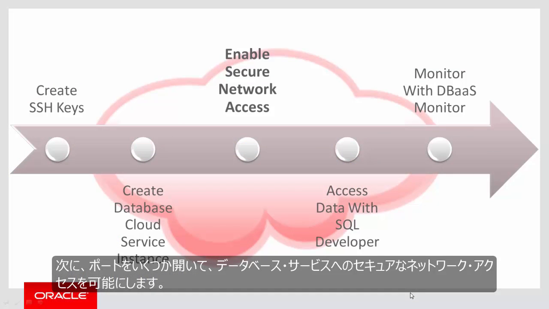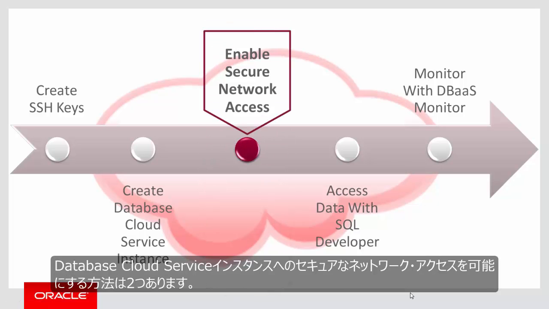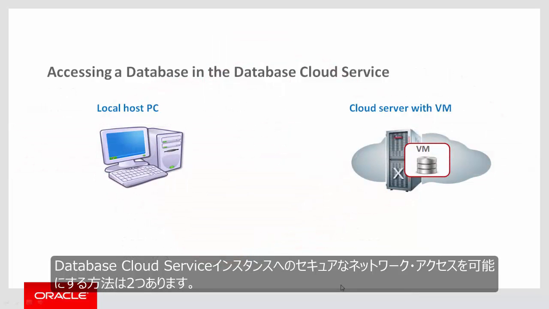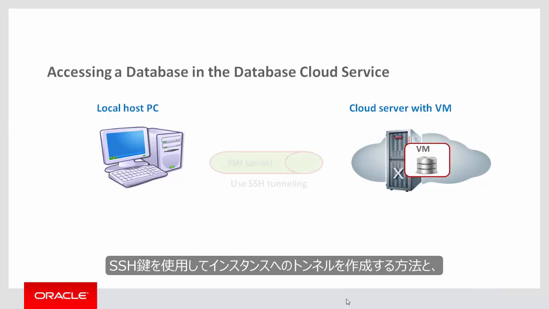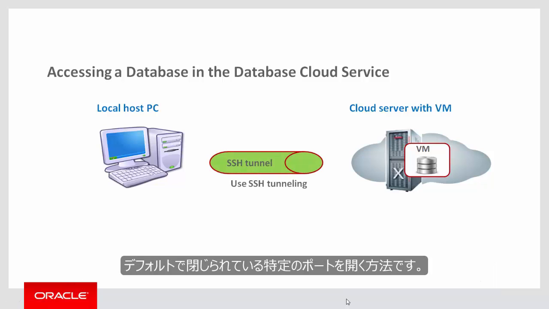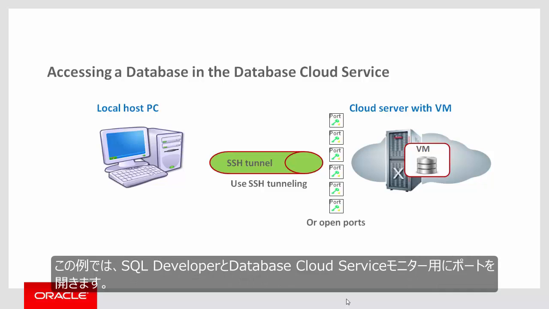Next, I will open some ports to allow secure network access to the database service. There are two ways to enable secure network access to your database cloud service instance. You can use your SSH keys to tunnel through to the instance, or you can open specific ports that are closed by default. In this example, we will open ports for SQL Developer and the Database Cloud Service Monitor.